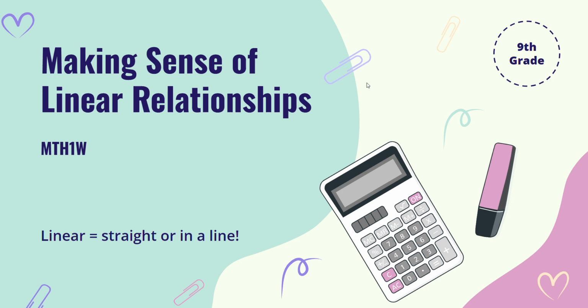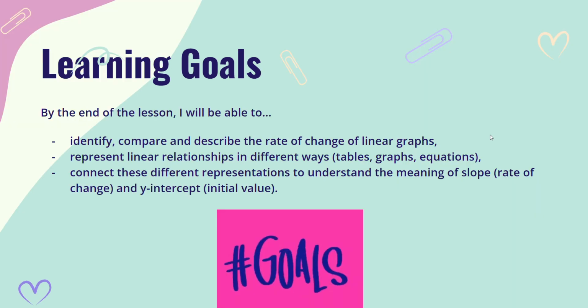Today we are going to be looking at making sense of linear relationships. What is linear? Well, linear just means straight or in a line, and we're going to look at what that means and what that looks like in this lesson. So, first things first, our learning goals, like always.